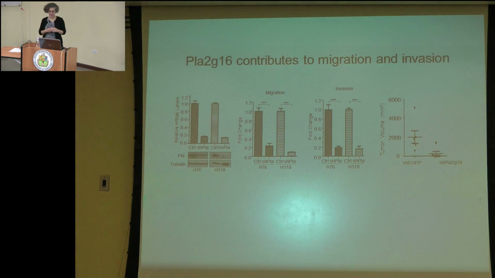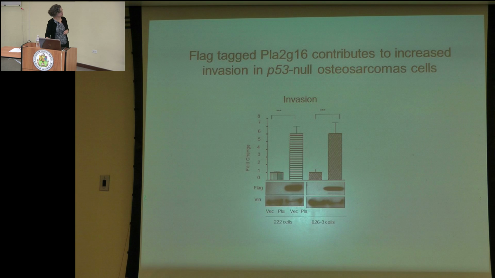Okay, so these were all really nice data that suggested that this one gene that's differentially expressed between a metastatic and a non-metastatic tumor can contribute to a tumor phenotype. In this experiment, we did the opposite, okay? Here now we have p53 null cell lines. They're osteosarcoma cells, okay? So these don't have an invasion or a migration phenotype. And now what we're doing is we're putting PLA2G16 into these cells. And what you can see is as soon as you express PLA2G16, here's an invasion assay. You can see that these cells gain the ability to invade.